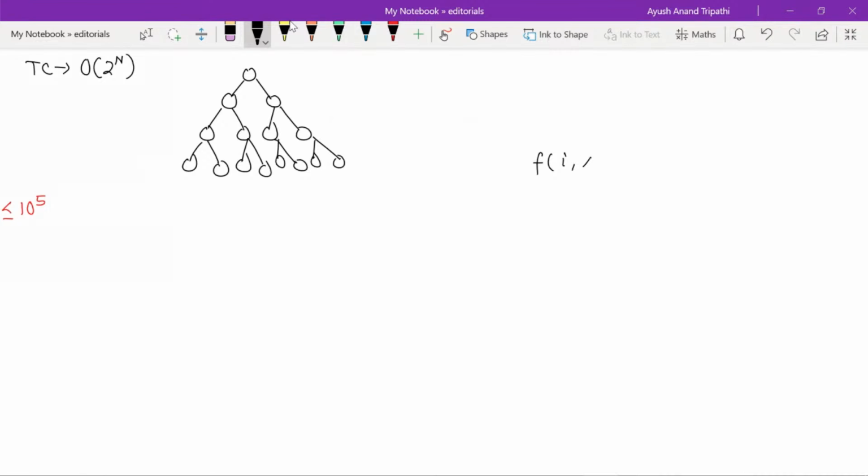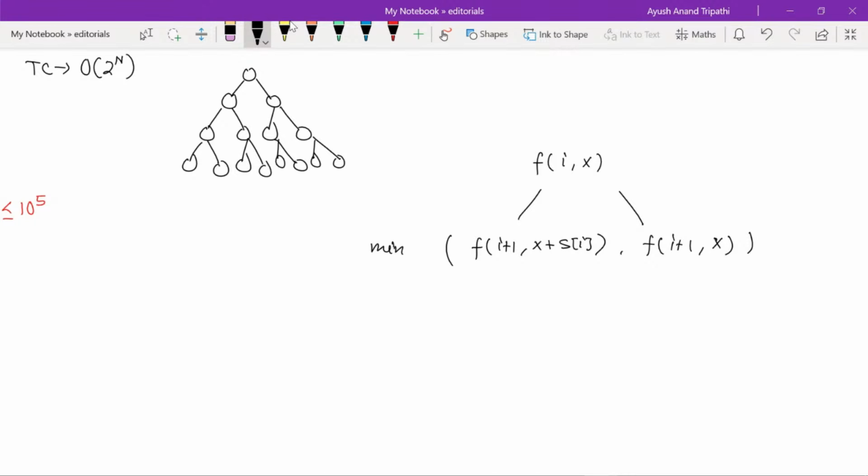So for state i, x, the transitions are: i plus 1, when we decide to add the monster in this subset, so x plus s of i, right? And the next transition is when we do not add: i plus 1, comma, simply x will remain as it is, right? And this time also we will take the minimum out of these possibilities.